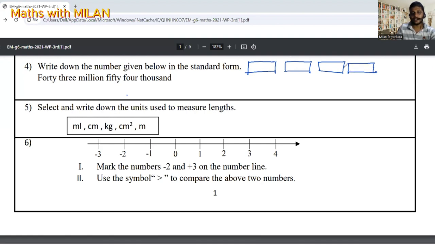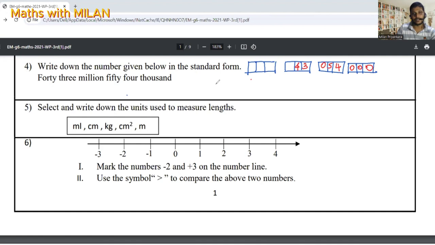Just make four periods. This is the units period, this is the thousands period, this is the million period, and this is the billion period. In this particular question, we don't have any billions, only millions. So we start with millions. How many millions? There are 43 million. And how many thousands? 54,000, and there are no units. It's something like this.